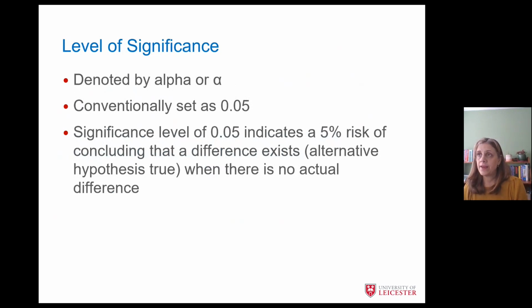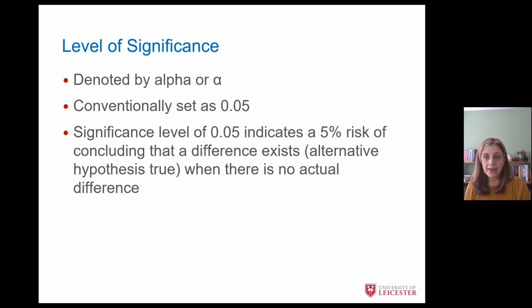To decide whether there's a significant difference or a significant association or not, we carry out the test and we get the result as a p-value, and we see if the p-value is below or above the significance level that we've set. The level of significance by convention is usually set as 0.05, and what we're saying really is that we're allowing for a 5% risk of concluding that a significant difference exists when there is no actual difference.